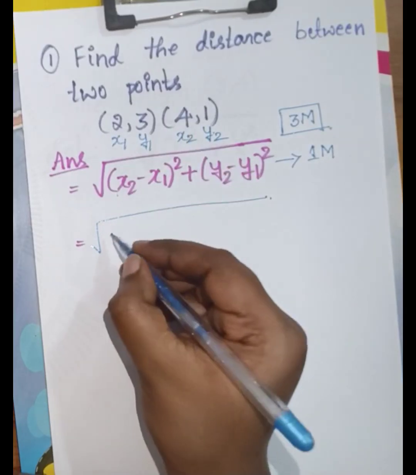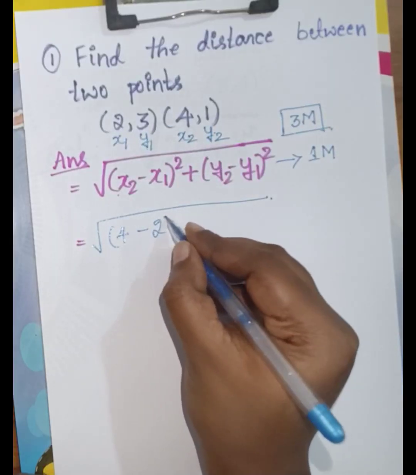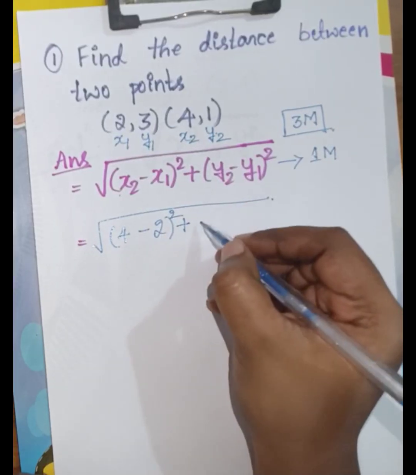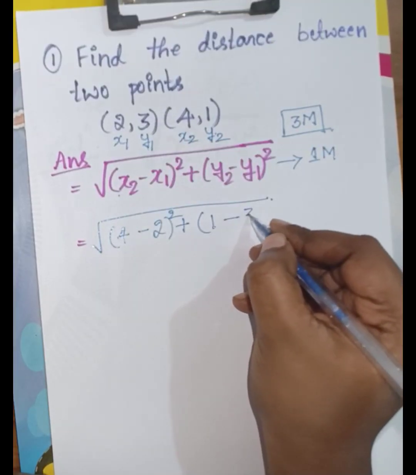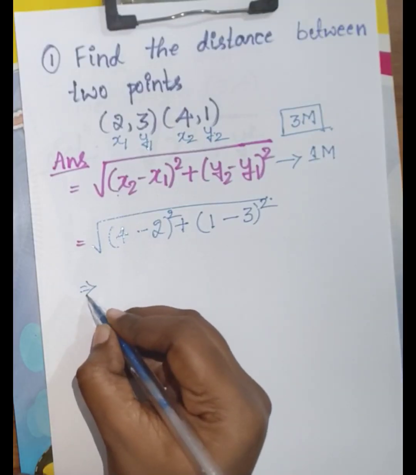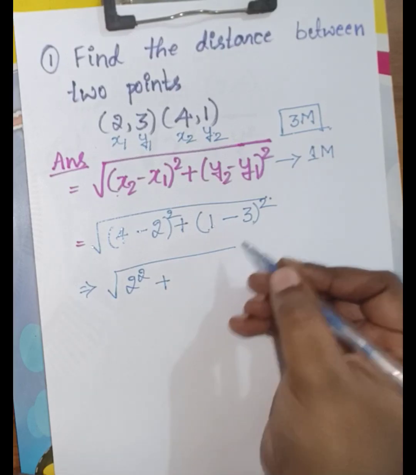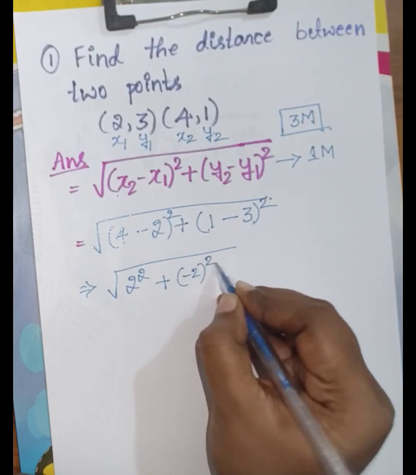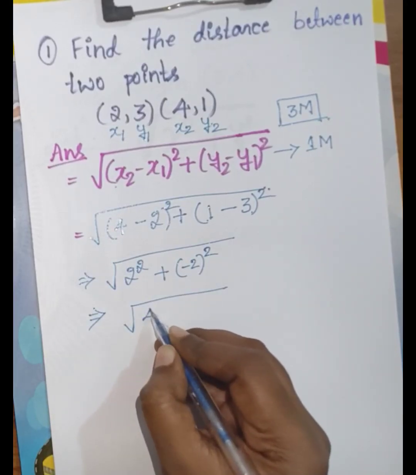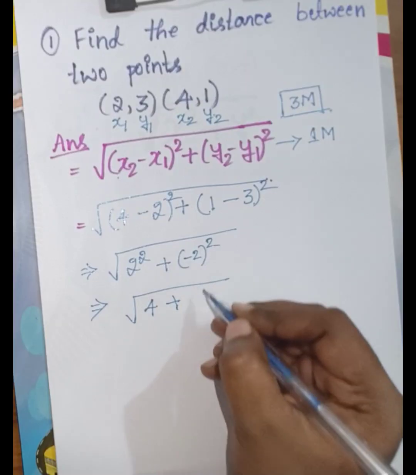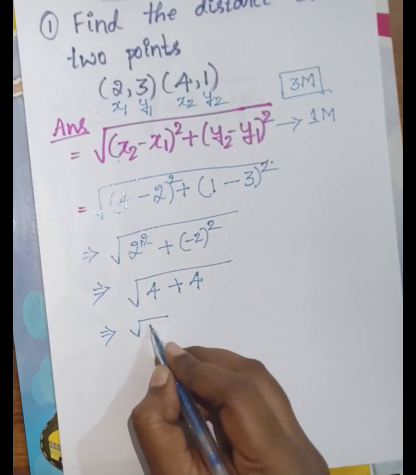In place of x2 we have 4, minus x1 which is 2, whole square. Then y2 is 1 minus y1 which is 3, whole square. Now 4 minus 2 is 2 square, plus 1 minus 3 is minus 2 whole square. So 2 square is how much? 4, plus minus 2 whole square is 4. So you'll get the answer here, root 8.